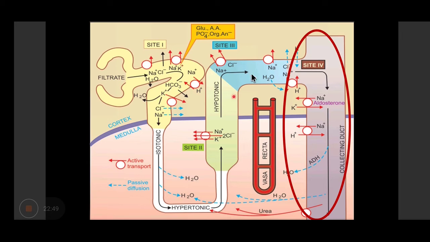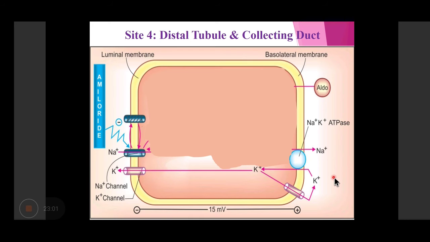Then we move to the final site, which is site 4, your DCT, distal convoluted tubule, along with the collecting duct. A peculiarity of this site is that it has special kinds of sodium channels known as amiloride sensitive sodium channels. The diagram had a lot more inside it, a lot of interplay of various things, so I didn't want to scare you and I just hid it for now. But in the subsequent lectures, we'll see the entire diagram.